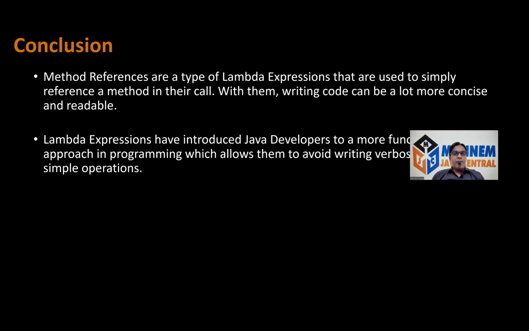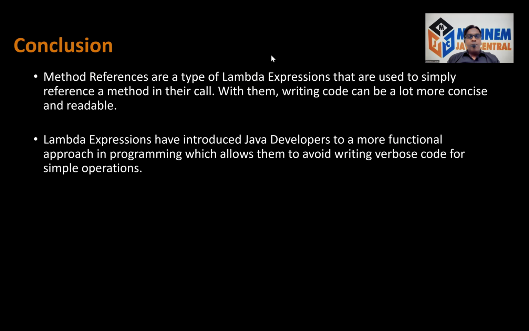That's it. Method references. Method references are a type of Lambda expression that are used to simplify referencing a method in their call. With them, writing code can be a lot more concise and readable. We have seen so many examples. Next, Lambda expressions have introduced Java developers to a more functional approach in programming, which allows them to avoid writing verbose code for simple operations.